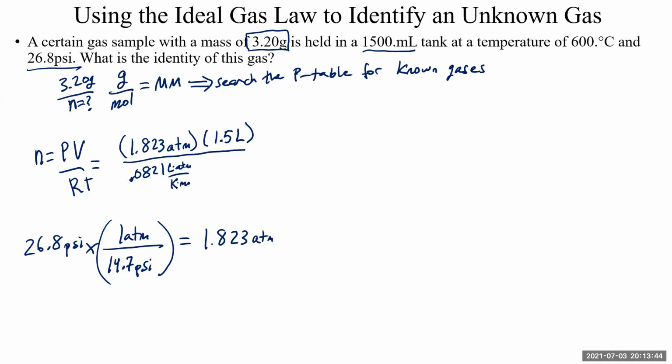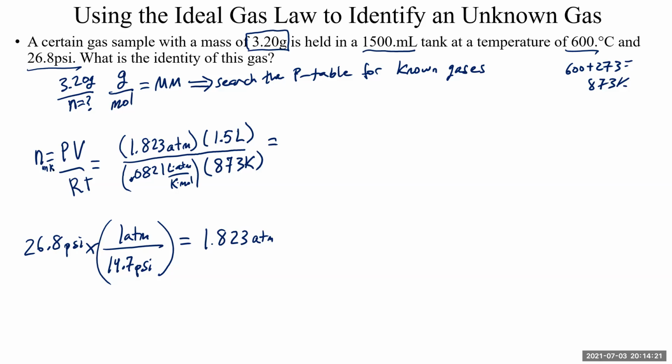I think by now you can trust that this is going to cancel out all the appropriate units. And then finally, we have temperature of 600. Remember, 600, we have to convert to Kelvin. 600 plus 273 is 873 kelvins. So we plug all of that in and we get our moles of this unknown gas. In fact, I'll write N-U-N-K for unknown. N sub something just tells you the identity of that. In this case, we don't know what the identity is, so we'll call it the unknown.